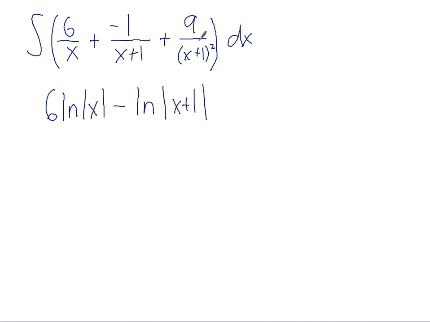And then, 9 over the quantity x plus 1 squared, we can sort of do a mental u substitution of u equals x plus 1, and then we've got 9 times 1 over u squared, or u to the negative 2. So that's going to be minus 9 over x plus 1 to the first, or 9 times x plus 1 to the negative first, if you will, as our integral there, and then plus c. And we're done.